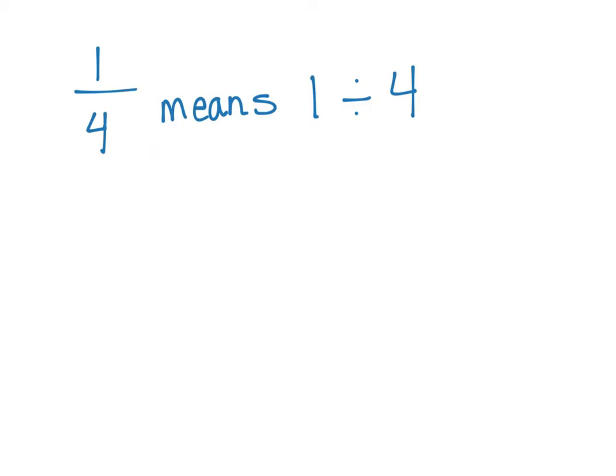Just to refresh your memory, the numerator is the number on top of the division bar and the denominator is the number on the bottom. So 1 over 4 means 1 divided by 4. To set this up as a division problem, we can make a little X here to make sure that we're setting up our problem correctly with the divisor and the dividend.